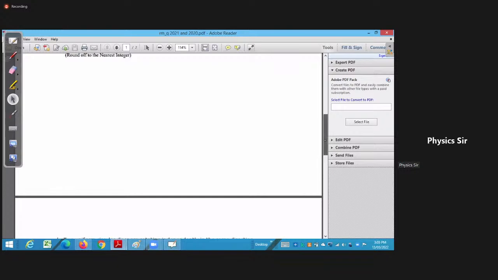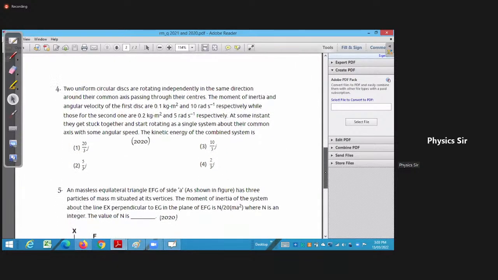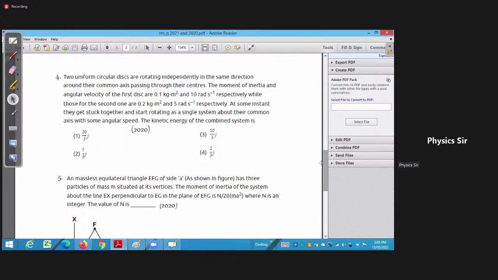So here is the question. What is the question? The question is: there are two uniform circular discs.